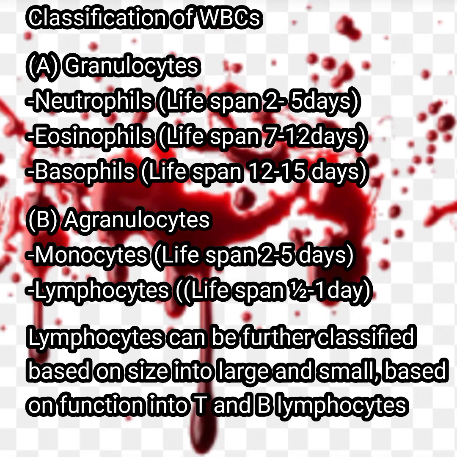Neutrophils have lifespan of 2 to 5 days. Eosinophils have lifespan of 7 to 12 days. Basophils have lifespan of 12 to 15 days. Monocytes have lifespan of 2 to 5 days, while lymphocytes have lifespan of half to 1 day.